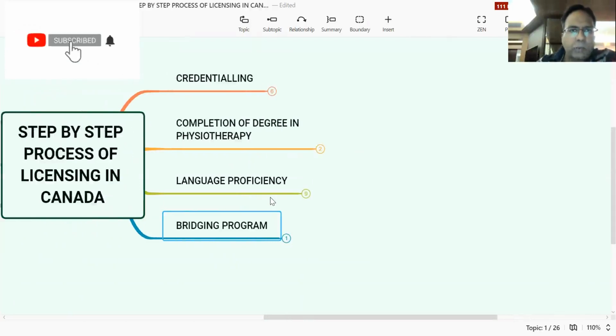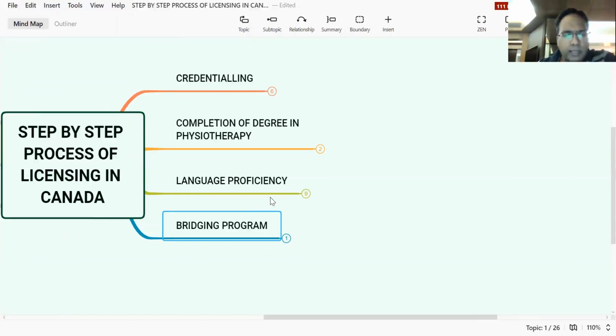So the things that are required for you, I'll just run through again: the credentialing process is required, and for that you need your entry to practice degree, you need your supervised clinical practice hours, you need your language proficiency test, and you need your bridging program, which will be advised later on after the assessment.